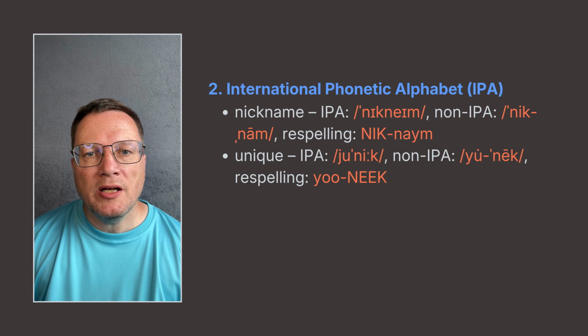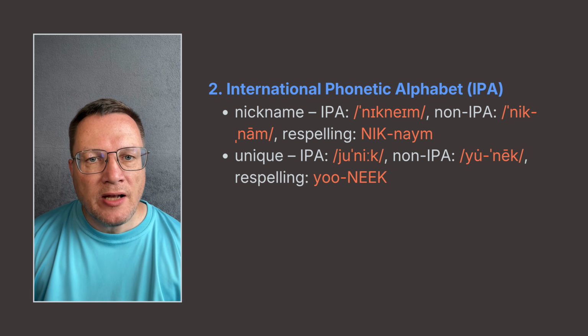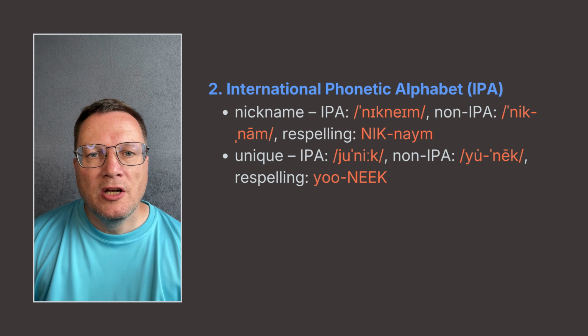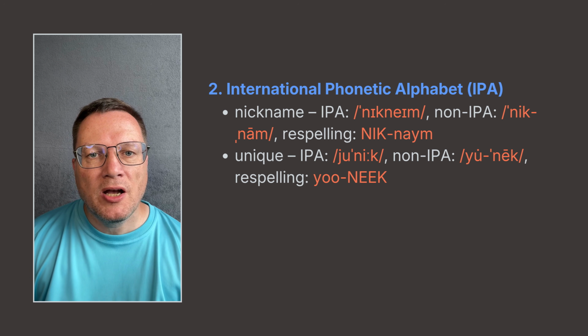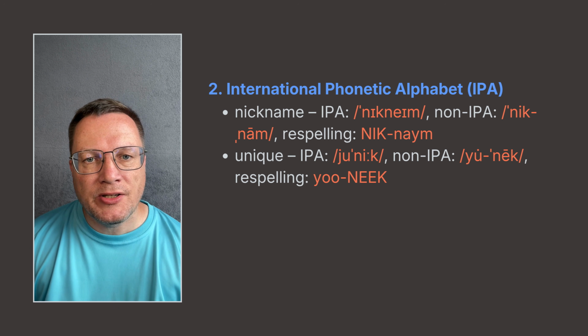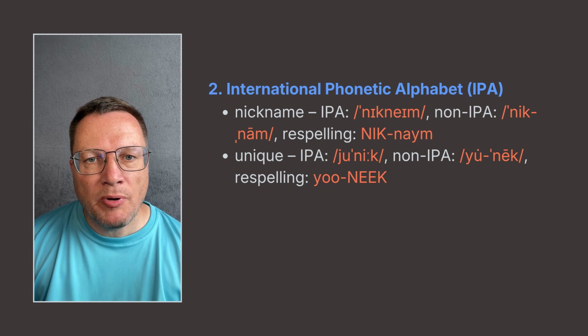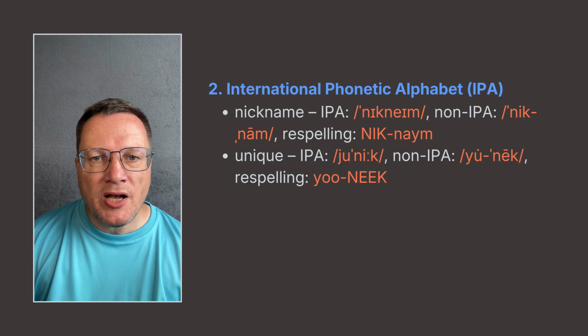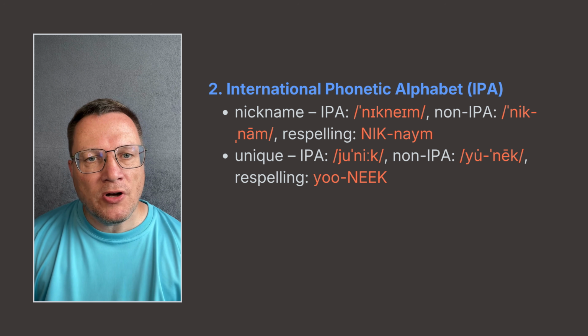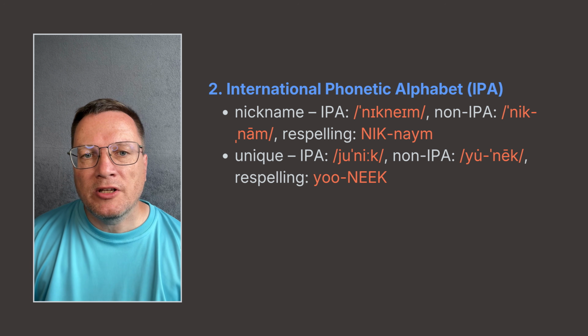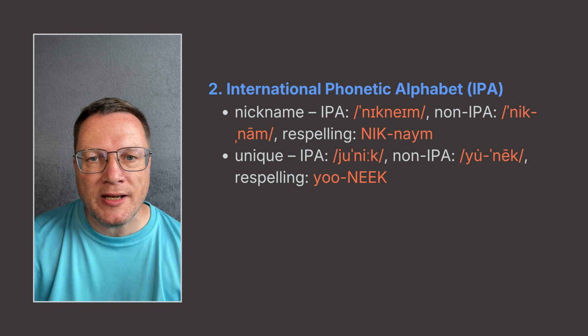The IPA is an internationally standardized system. It uses a set of symbols to represent the pronunciation of any language, accent, or dialect. It can represent both phonemes, the speech sounds that distinguish words in a language, and allophones, different versions of the same speech sound that occur in different contexts.